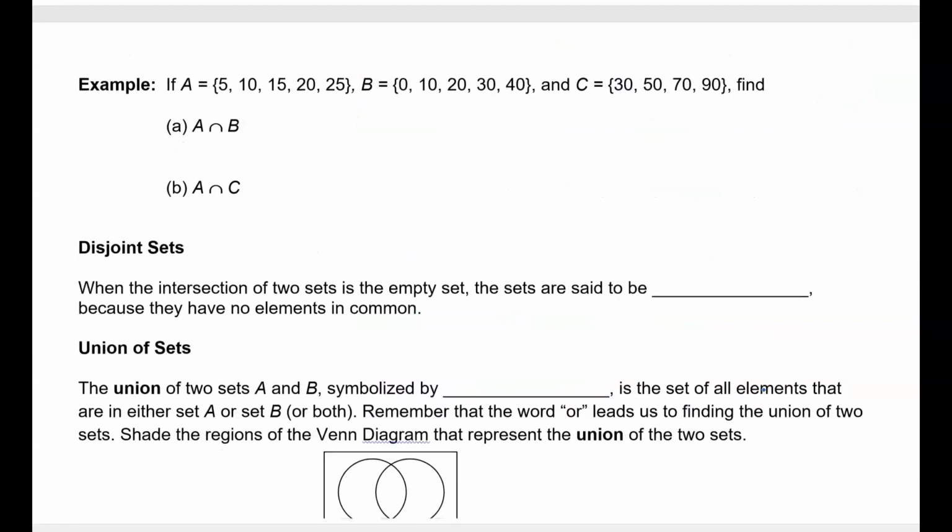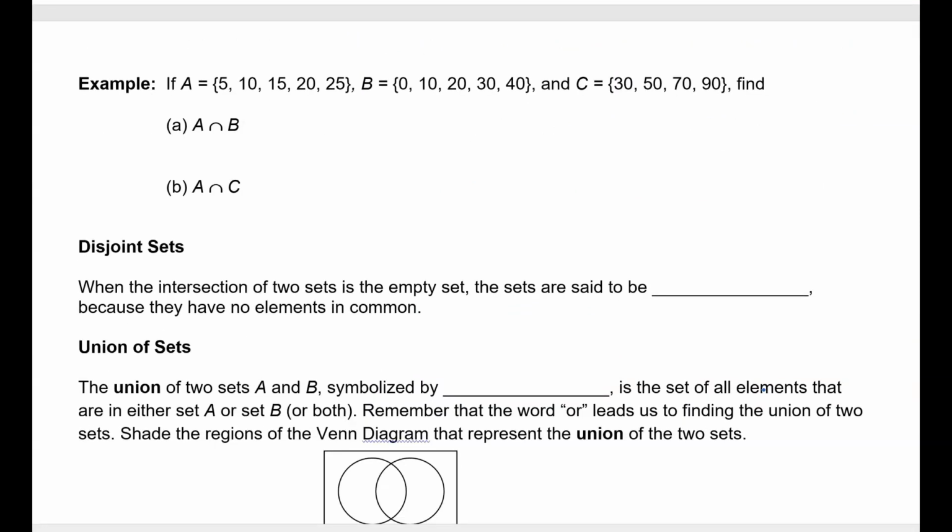Let's do an example. So we're given some sets here, A, B, and C, and we're asked to find A intersect B. Now if you want to draw a picture, you can. You can draw a Venn diagram with three circles, A, B, and C. Oh, that doesn't make sense, I labeled that one circle A and B. How about this? There we go. And you can put the numbers where they need to go, and you can visually try to find what they have in common.